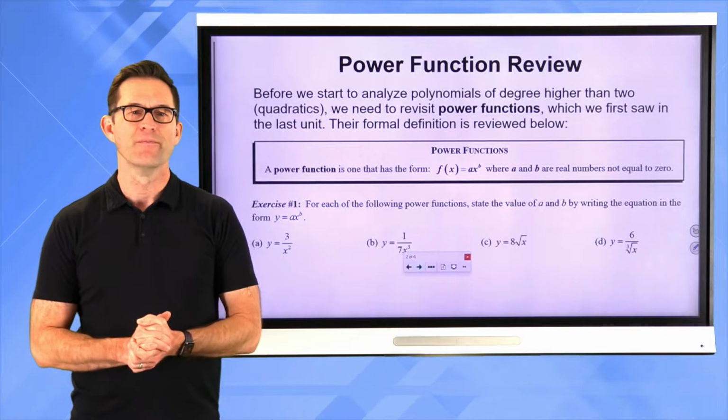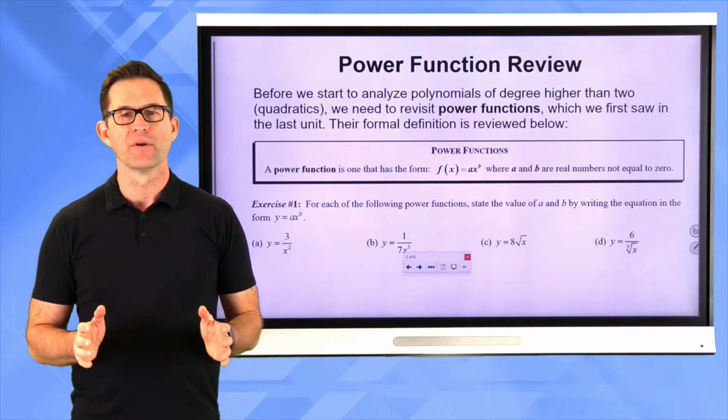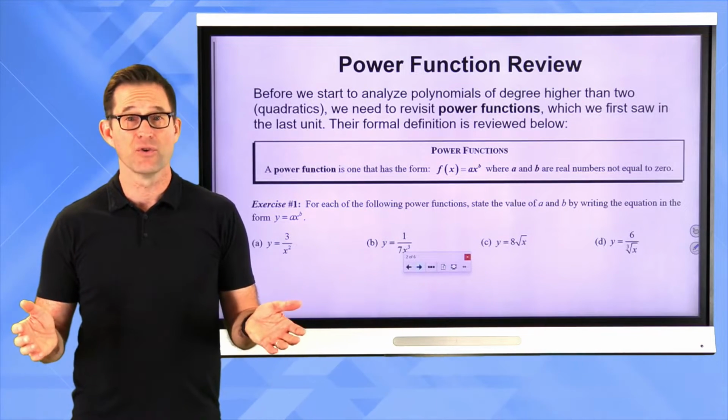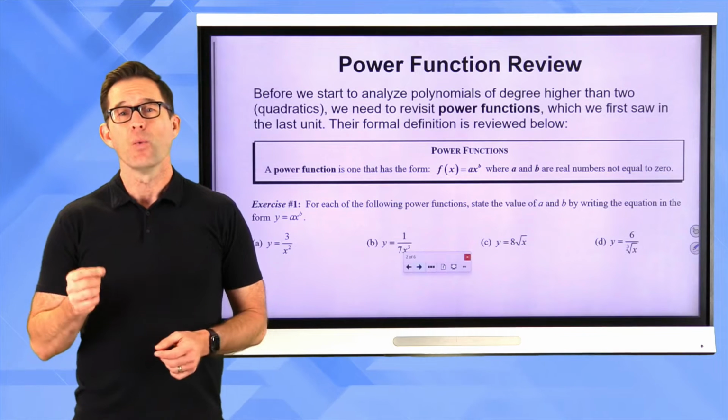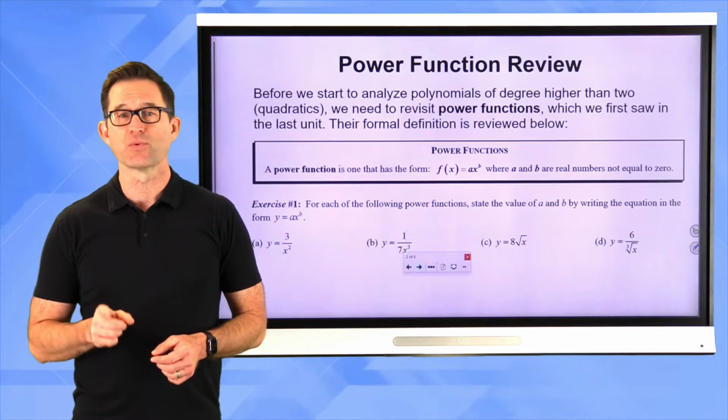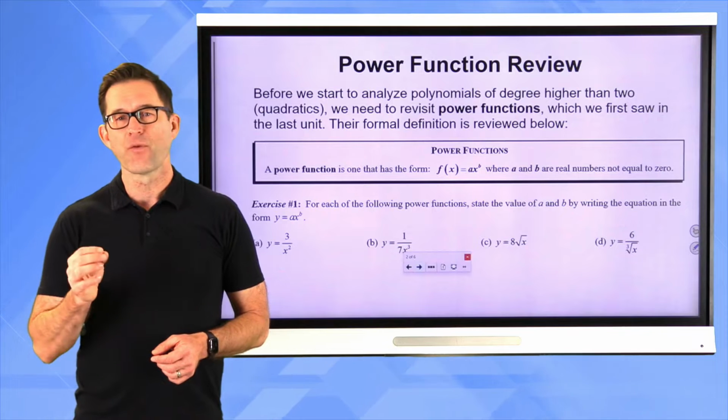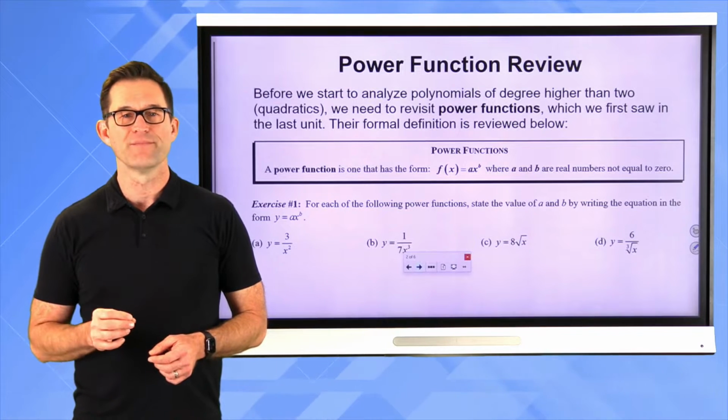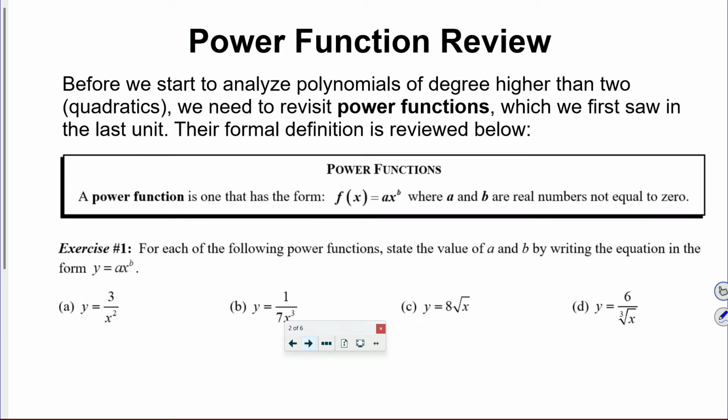Power function review. Before we start to analyze polynomials of degree higher than 2, which were quadratics, we need to revisit power functions, which we first saw in the last unit. Their formal definition is reviewed below. Let's take a look. Power functions. A power function is one that has the form f of x equals a times x raised to the b, where a and b are real numbers not equal to 0.